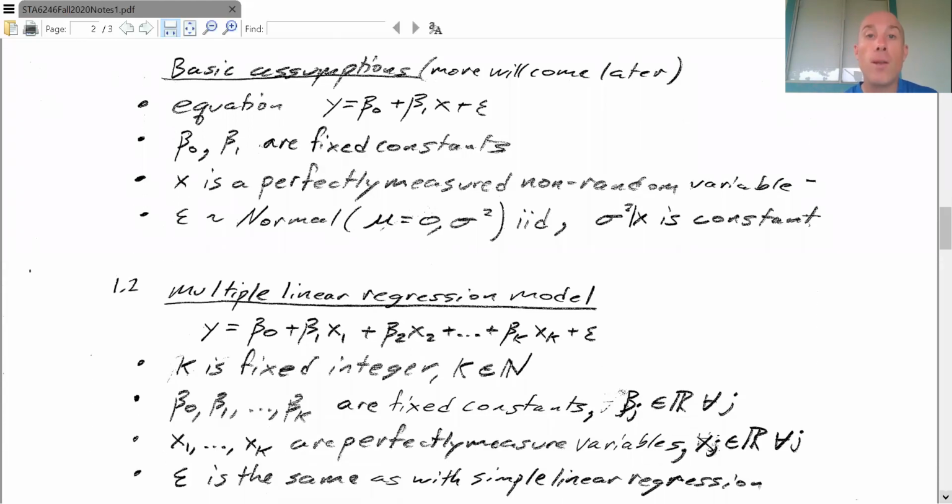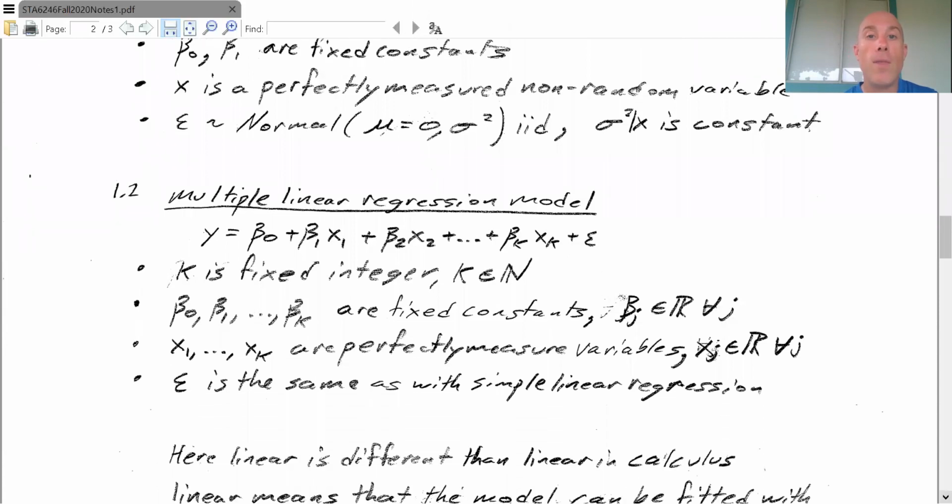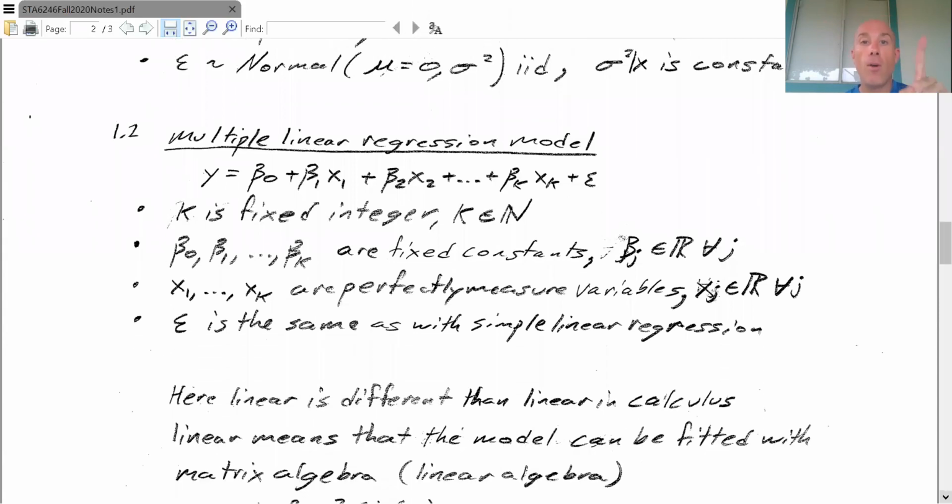All right, so that was simple linear regression. In that situation, I've got one target variable and one predictor variable. Now we want to look at the situation where we have one target variable and multiple predictor variables. Well, it looks very much the same. In this situation, y is equal to the y-intercept plus coefficient times first variable plus coefficient times second variable, and so on, coefficient times last variable, plus that epsilon term.